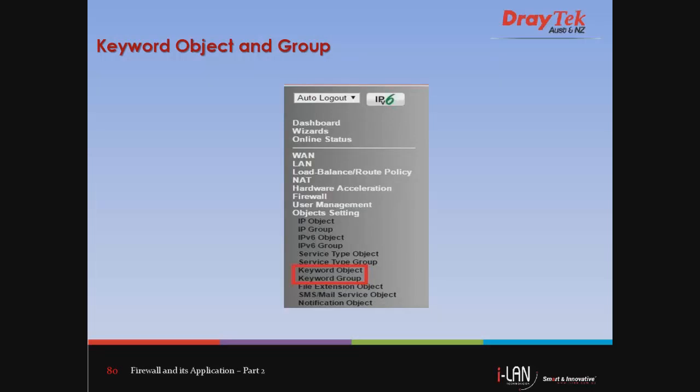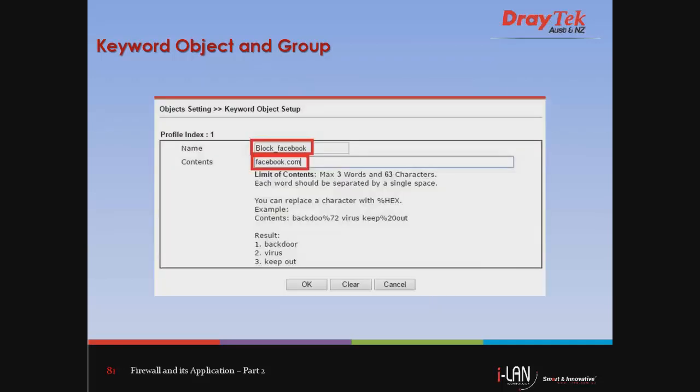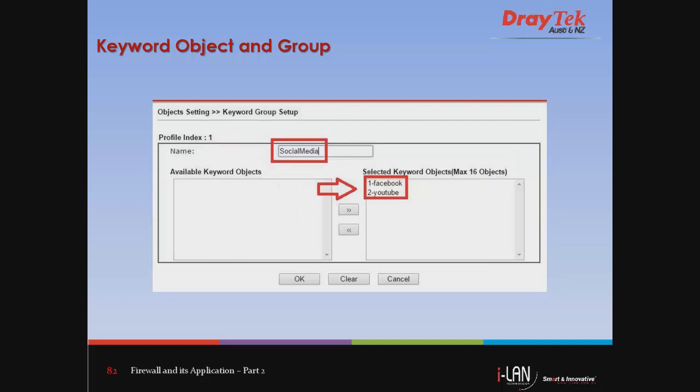Now we will look into keyword object and group. Here you can see the menu options under object settings. It includes keyword object and keyword group. In creating a keyword object, you need to select a name that can easily identify what this object is. In this example, we name it block Facebook and then the content of the keyword, which is facebook.com. We can also group the keyword objects that we created. In this example, we group Facebook and YouTube and name it social media.